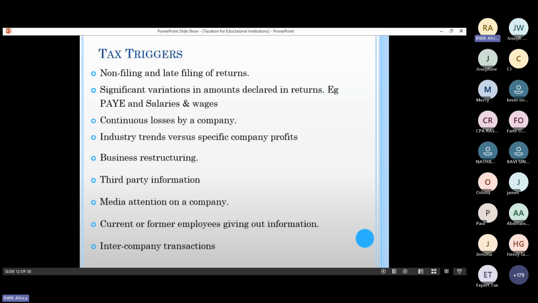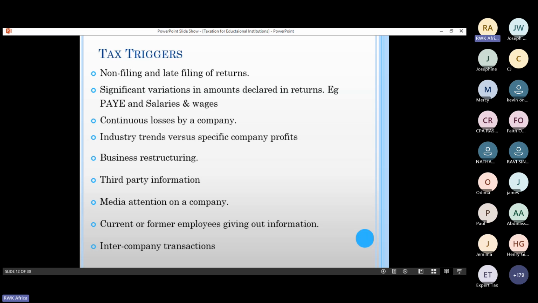Then we have current or former employees giving out information. So once you have terminated a contract with your employee, maybe you have parted ways on bad terms, they want to take revenge and they go and give KRA information regarding your institution. They will say that you earn an income of 20 million per term, but at the end of the year you are declaring an income of 5 million. So they give out the true picture of your company, yet it varies from whatever you have been declaring in the KRA returns.